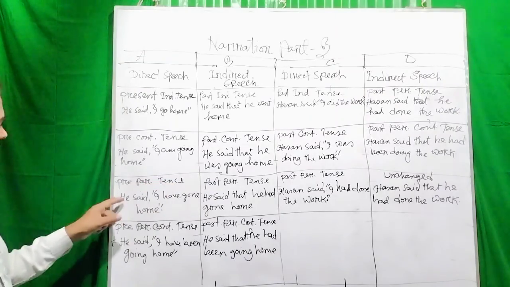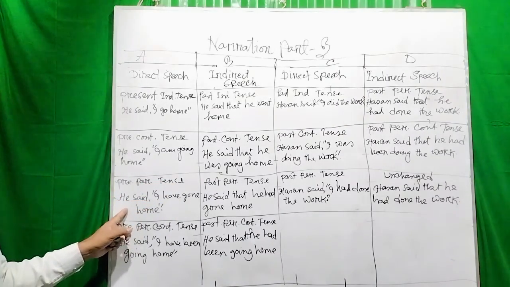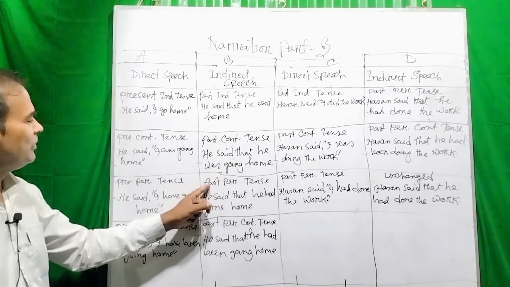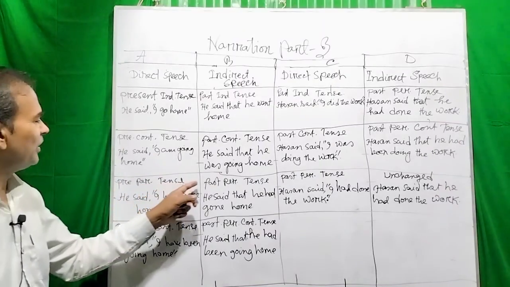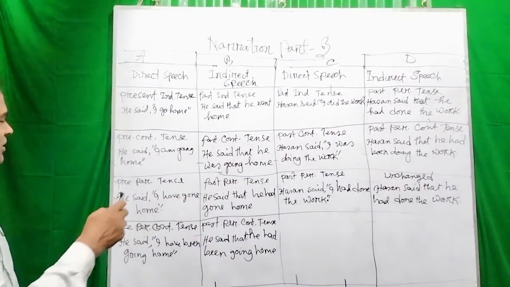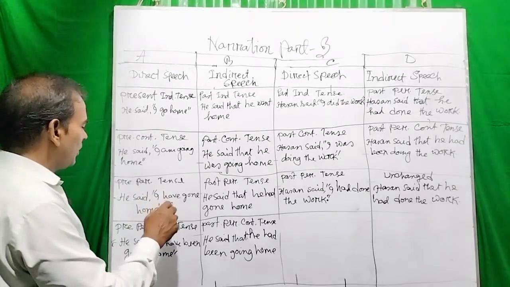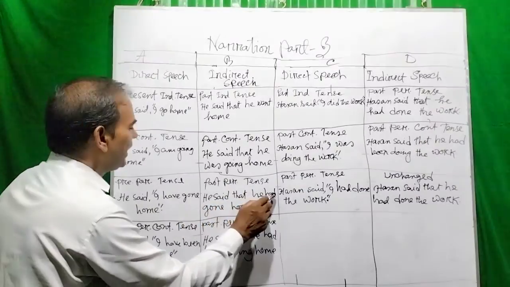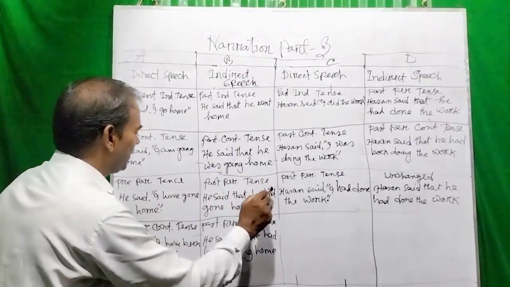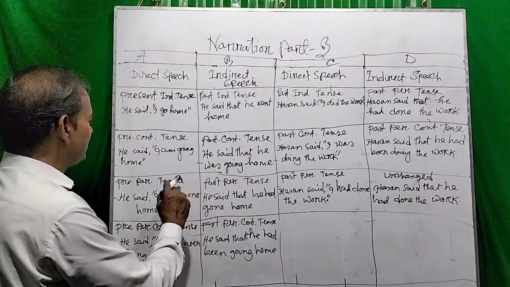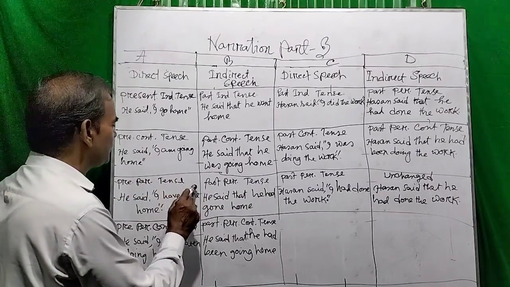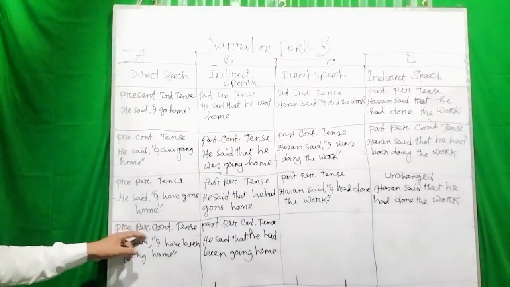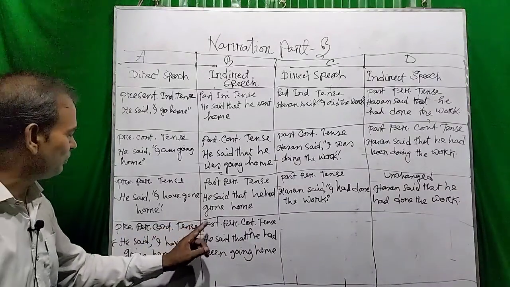Present perfect tense, you see, he said I have gone home. Dear viewers, in the B column, that means in the indirect speech column, you see past perfect tense. So present perfect tense becomes past perfect tense. How? I have changed only the present form have into had. So he said that he had. So have has been changed into had, and the name of the tense has been changed from present perfect tense to past perfect tense.